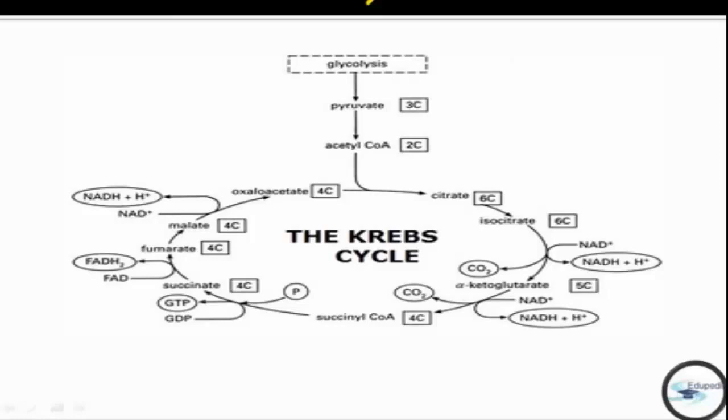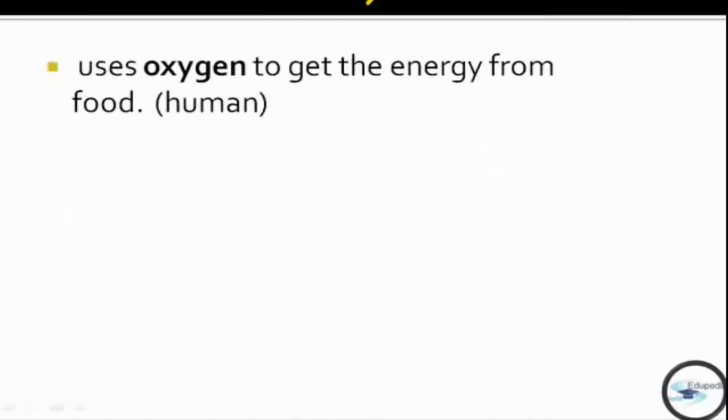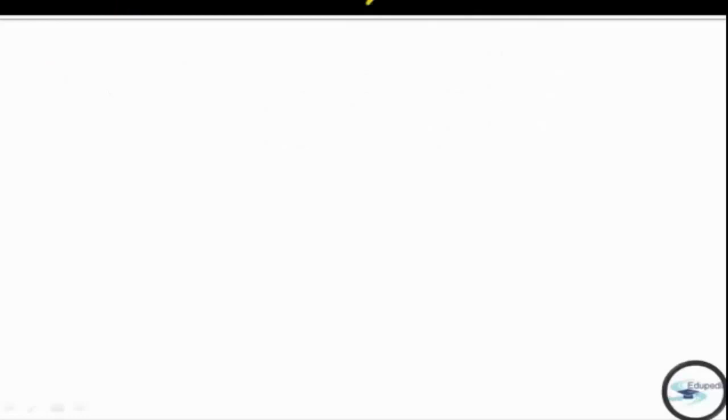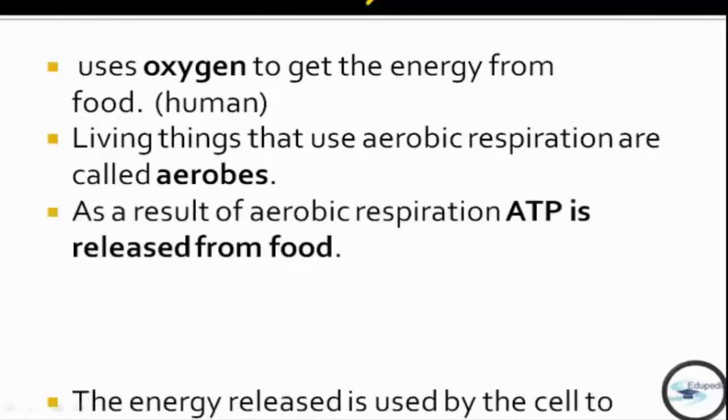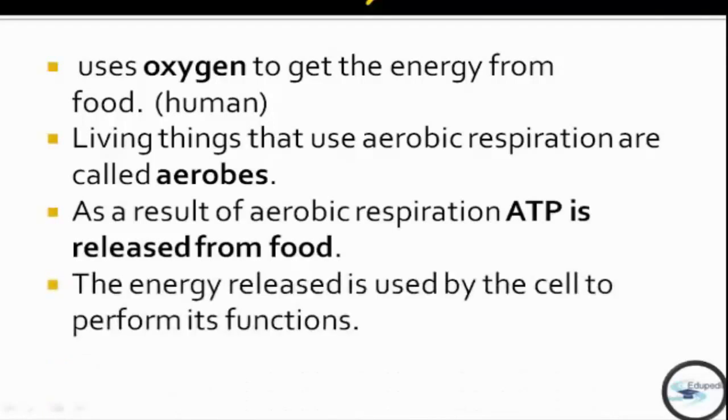The first one is aerobic respiration. It uses oxygen to get the energy from food, for example, in humans. Living things that use aerobic respiration are called aerobes. As a result of aerobic respiration, ATP is released from food, and the energy released is used by the cell to perform its functions.